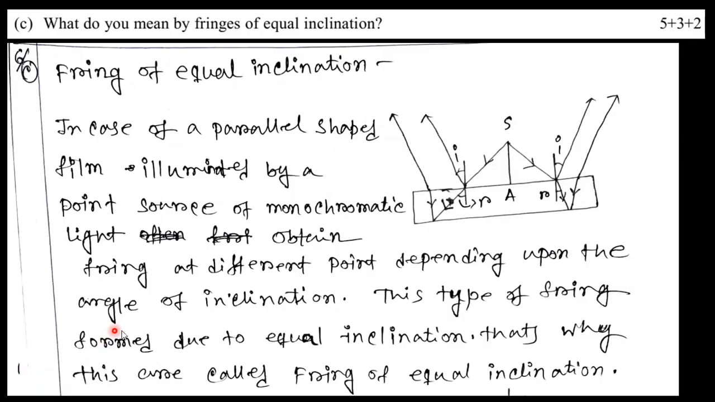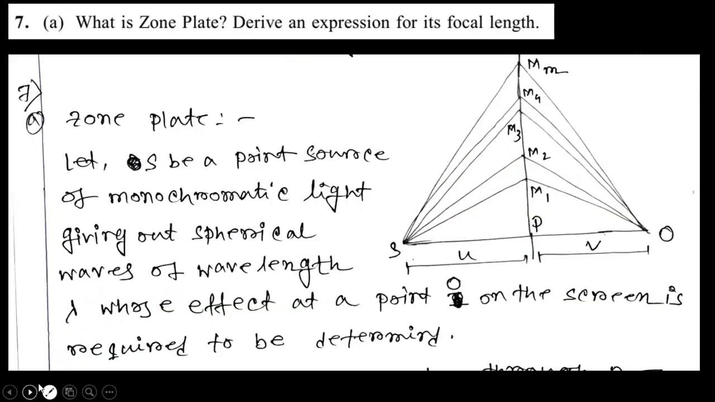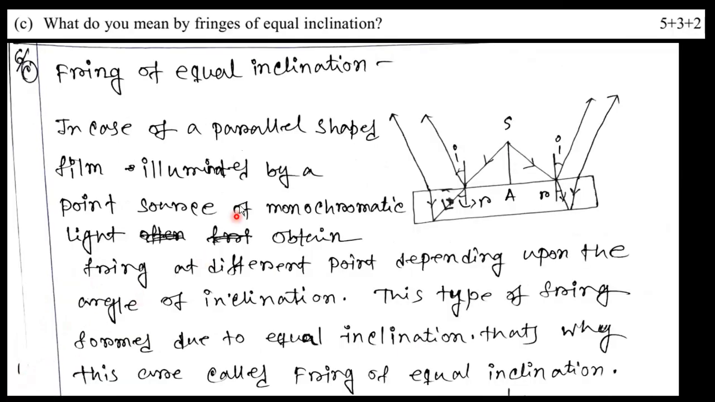Next one, what do you mean by fringe of equal inclination? Equal inclination means that when the rays are inclined equally at that angle, this angle is the inclination, then they form a single shape. So this is actually equal inclination, and if you just read these things, you can easily find the solution.